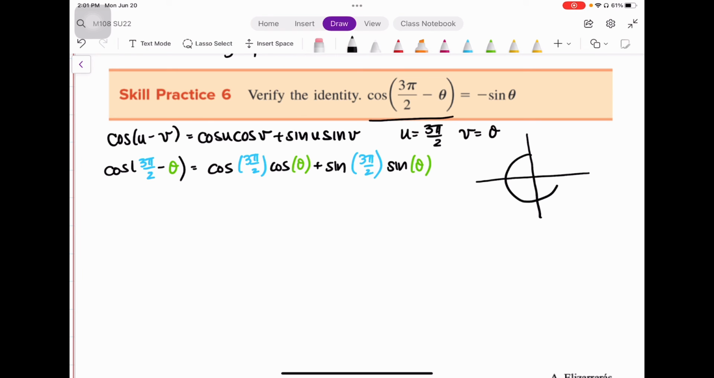Think about the unit circle. 3 pi over 2 is down here. That's at the point 0, negative 1, where the cosine is 0 and the sine is negative 1. That means the cosine of 3 pi over 2 is 0 times the cosine of theta plus the sine of 3 pi over 2 is negative 1 times the sine of theta, which leaves us with negative sine of theta, verifying the identity.